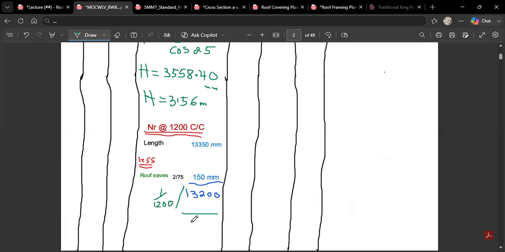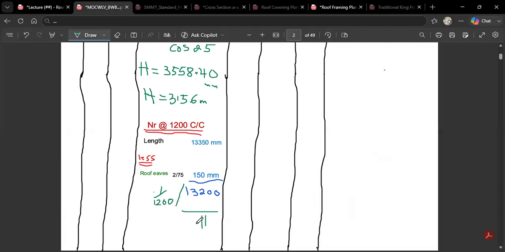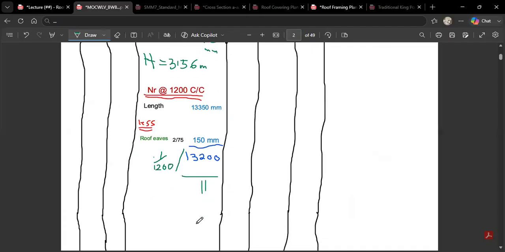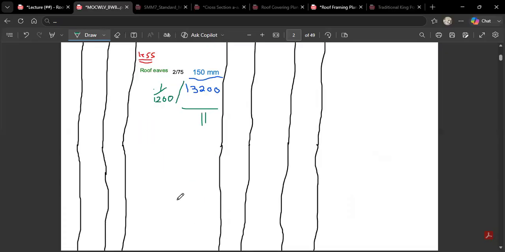And you see the value you get. You realize that you're going to get 11. But we said let's add 1 for wastage. You understand me? We said let's add 1 for wastage. So if you add 1 for wastage, then you realize that it's going to become 12. Okay. So add 1 for wastage.